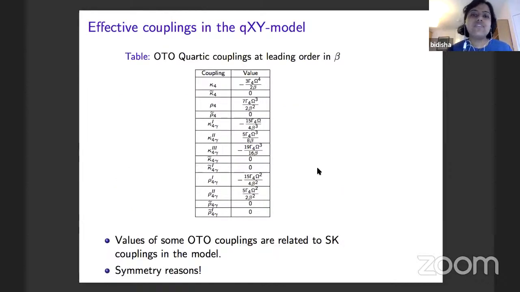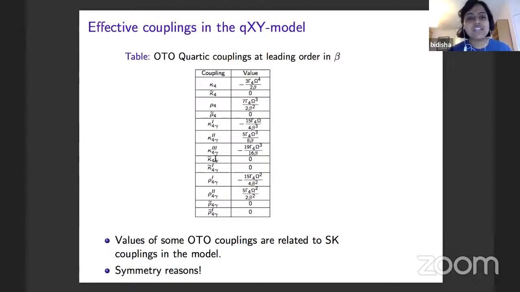We have also written these genuinely new OTO couplings, which have support because of the second fold generalization, in terms of bath correlation functions, and those are there in our paper. But here I just quote the values of the integrals for the particular model that we have. And notice that all the time reversal odd couplings with the tilde are actually zero, because we are dealing with a harmonic oscillator system, which is time reversal invariant.